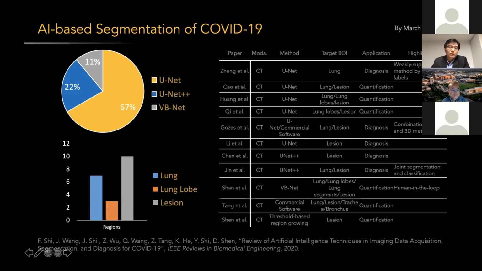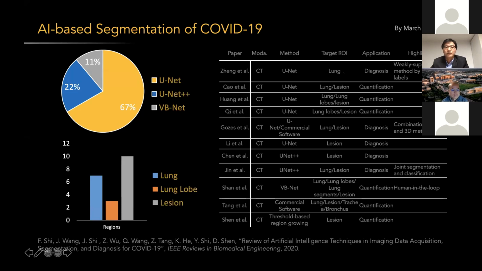As I mentioned before, we were invited to write a review paper for IEEE Reviews in Biomedical Engineering. I believe this journal will have a very high impact very soon, because all the papers are review papers, and review papers usually have more citations than regular papers. So in this review paper, we summarize all the AI-based segmentation algorithms.